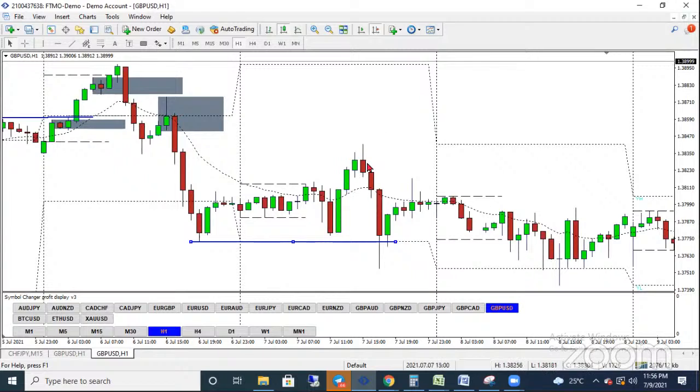Very wonderful sell trade here. For those of you who understand, I think one of the videos last week, high probability low risk trade, would have had an entry here.